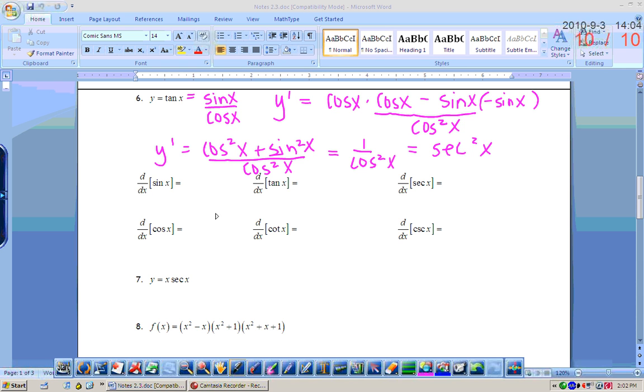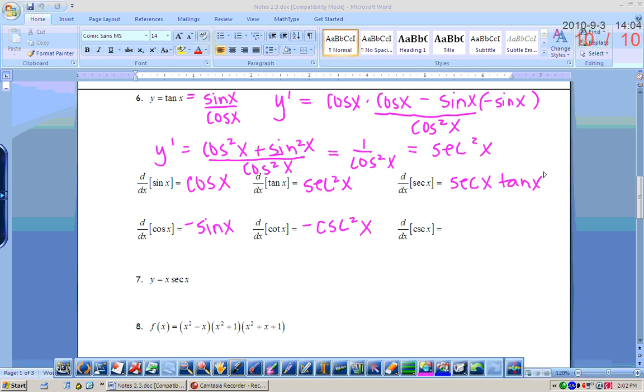Okay, so to review, what's this d dx sine x? That means what is the derivative of sine x? Cosine x. Okay, what's the derivative of cosine? Negative sine x. We just found that the derivative of tangent was secant squared x. The derivative of cotangent can be found the exact same way, but you would rewrite it as cosine over sine. Anyone remember? Negative cosecant squared x. Close. The derivative of secant is secant x tan x.